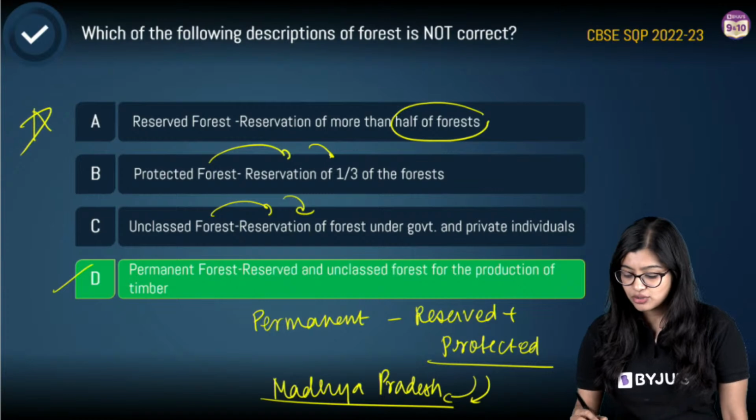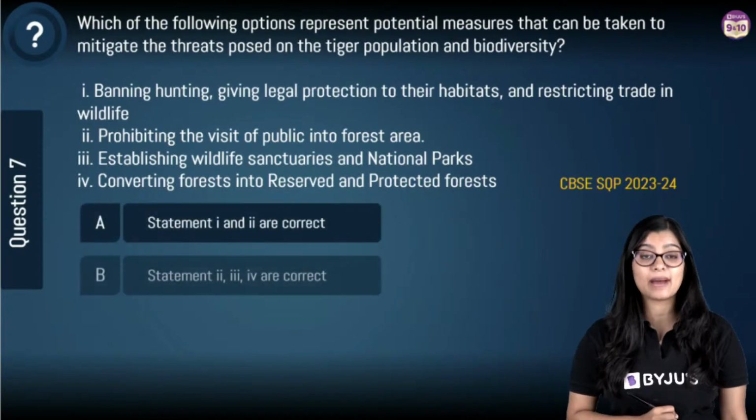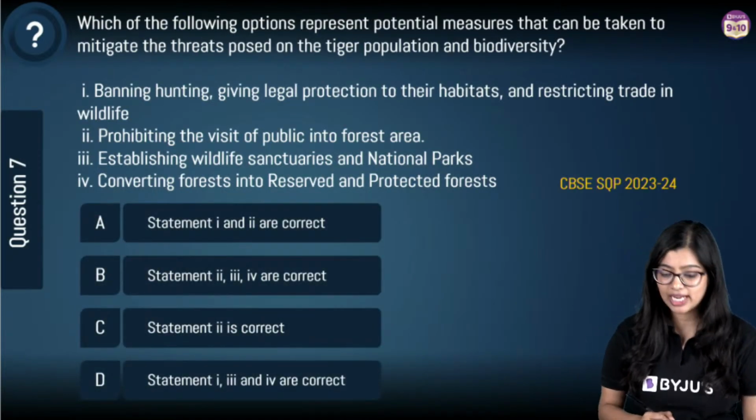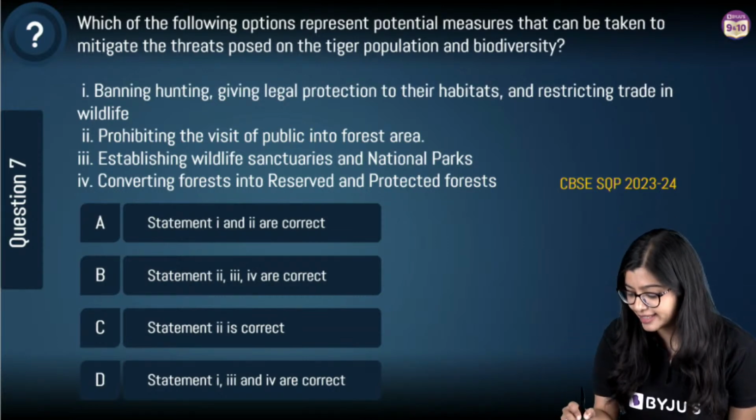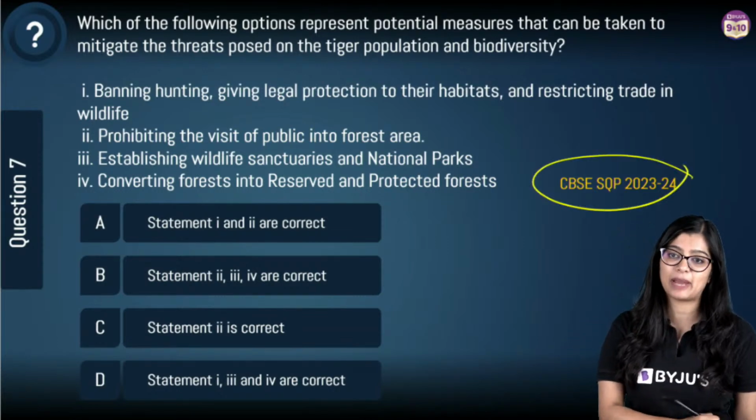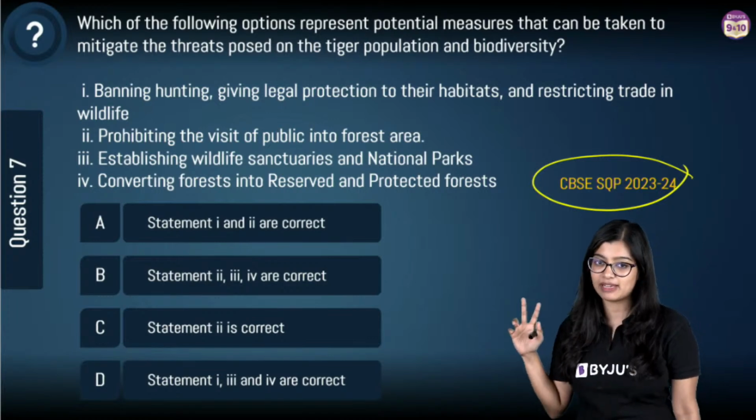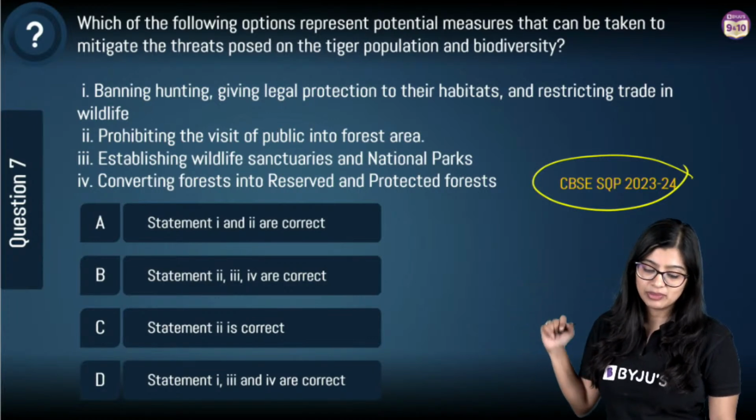Very good. So now we are moving on to question number 7. Question number 7 is from this year's sample question paper. The one I showed you before was from the previous sample question paper. This is from this year's.